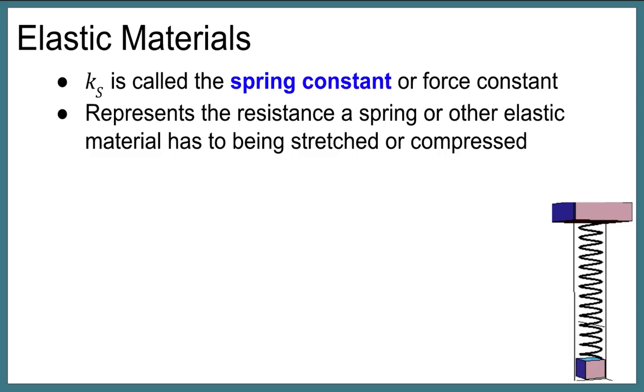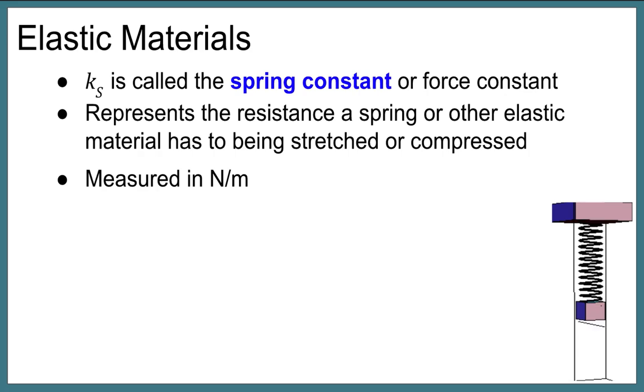This is a number that represents how hard it is to stretch or compress that elastic material. The symbol is a little k, which is unfortunate because, of course, we have capital K for kinetic energy. But I can't change the rules here. So it's a lowercase k with a little s to help us remember that it is referring to the spring constant. And again, it indicates the resistance, how hard it is to stretch or compress something. It's measured in newtons per meter.